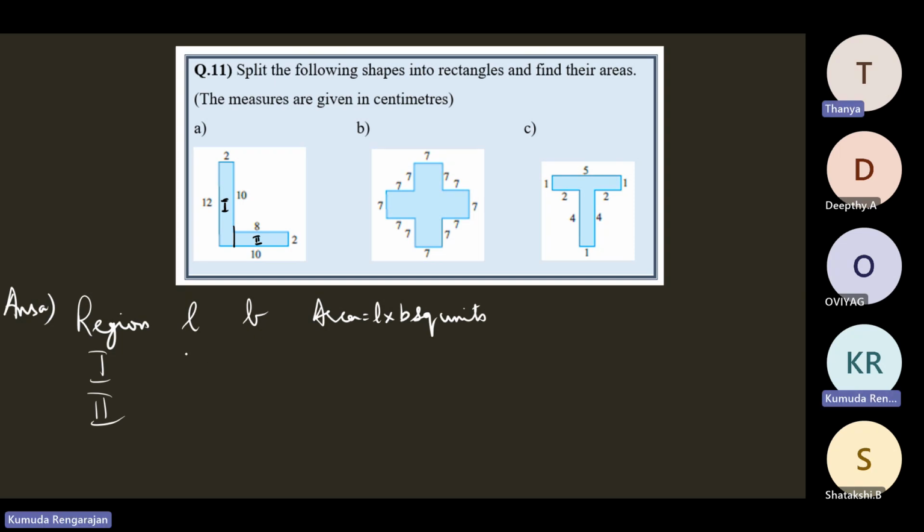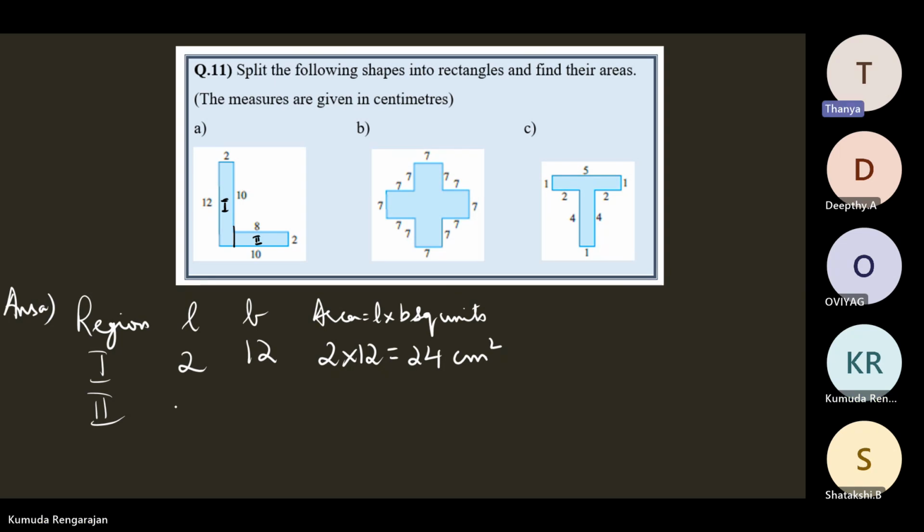Ma'am, for region 1, length will be 2, ma'am. And the breadth will be 12, ma'am. Very good. What's the area? And the area equals 24 centimeters square, ma'am. You must say 2 into 12, which is 24 centimeters square. Very good. Yes. Next one.